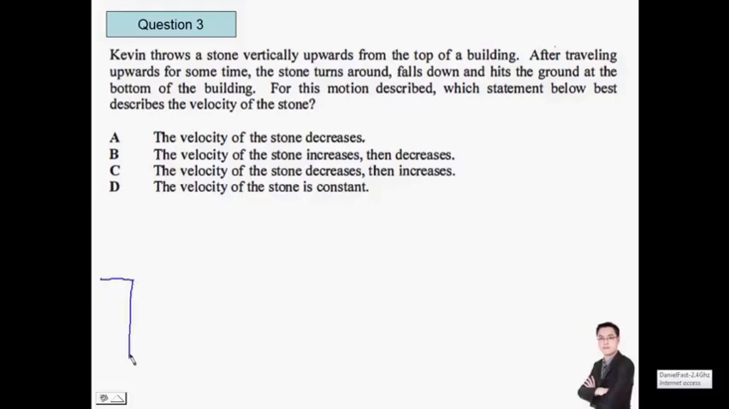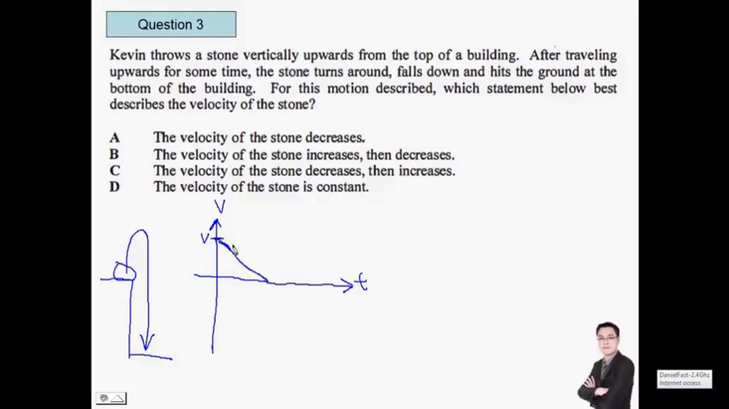If we draw a diagram to denote the motion of the stone, it's being thrown up, then after that it's going to come down and hit the bottom of the building. In terms of the velocity time graph, the stone is thrown up with an initial velocity, and then it undergoes constant deceleration, a straight line, until it reaches the maximum point, which is the maximum height. Thereafter it goes in the opposite direction down, until it hits the bottom of the building, at this point, at this time.